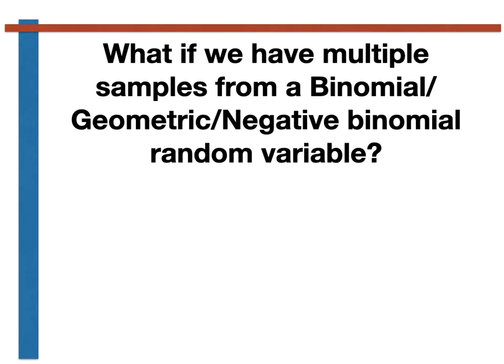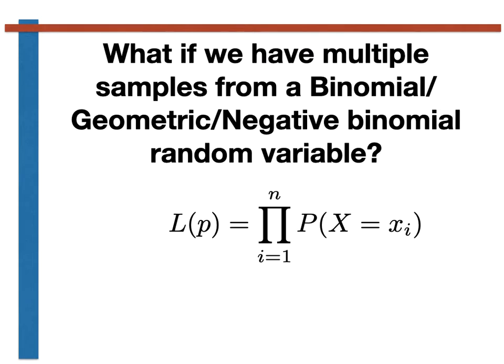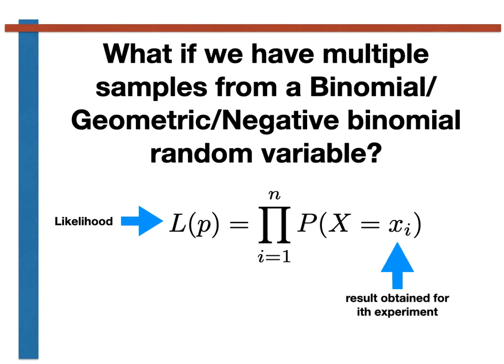We can write the following expression for the likelihood of getting a particular set of results in n independent experiments. In this expression, the xi here is used to indicate the result from the ith experiment. The probability that capital X is equal to small xi is thus the probability of getting this particular result under the assumption that the result is distributed according to the probability distribution P.